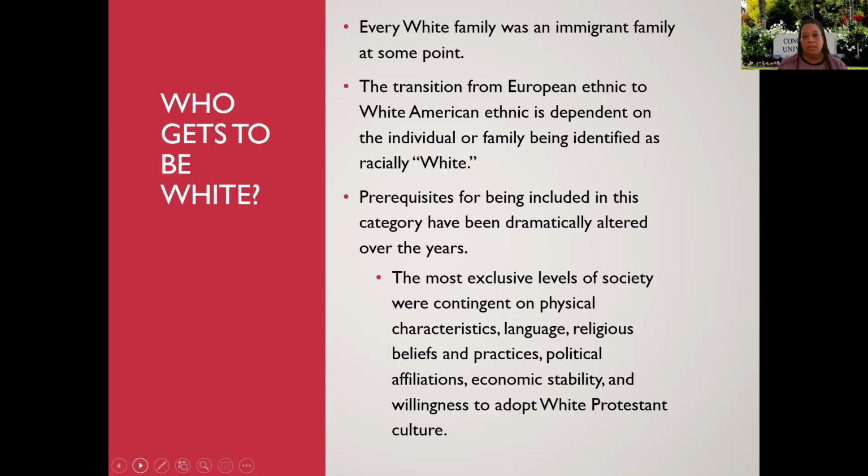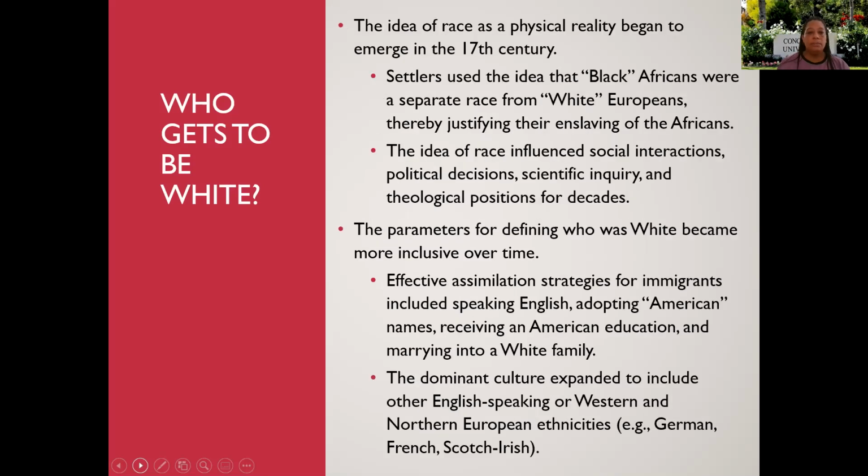So every white family was an immigrant family at some point. Transition from European ethnic to white American ethnic is dependent on the individual or family being defined as racially white. There were prerequisites for being included in this category, and they have been dramatically altered over the years. The most exclusive levels of society were contingent on physical characteristics, language and religious beliefs, practices, political affiliations, economic stability, and the willingness to adopt white Protestant culture.